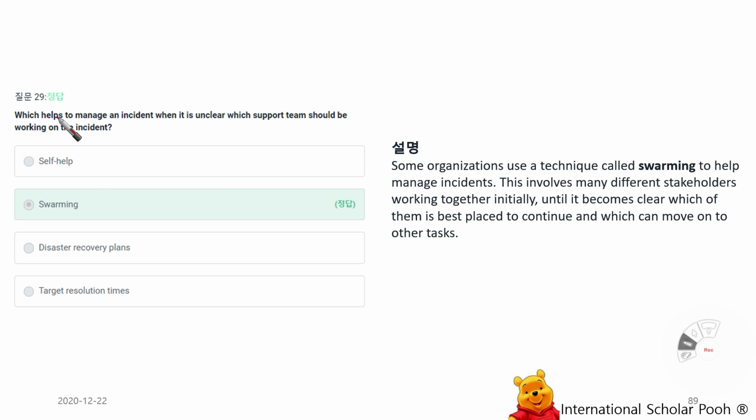Which helps to manage an incident when it is unclear which support team should be working on the incident? Swarming. Some organizations use a technique called swarming to help manage incidents. This involves many different stakeholders working together initially, until it becomes clear which team is best placed to continue, and which can move on to other tasks.